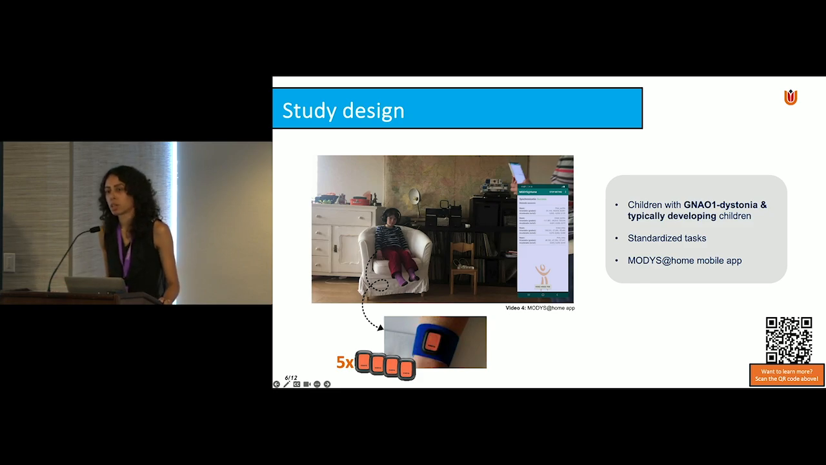We include children who have GNAO1 dystonia, but we're also including children who are typically developing, because we're interested in studying not only dystonic movements, but also non-dystonic movements to distinguish this accurately. We ask them to perform standardized tasks, which allows us to clinically rate them. And we ask them to do this using a mobile application called the Modus at Home app. If you're interested in it, you can scan the QR code.